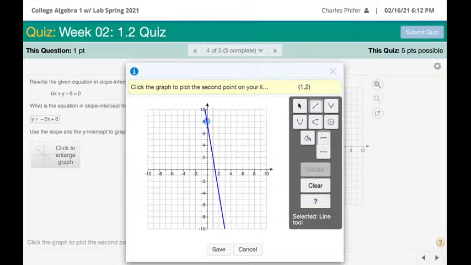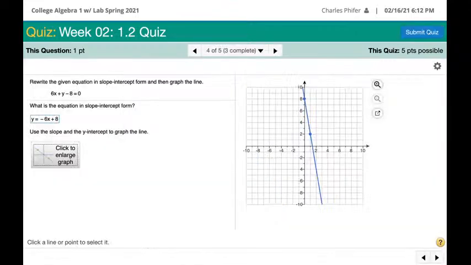Save. Okay. And we got one more. I think that's it for that one.